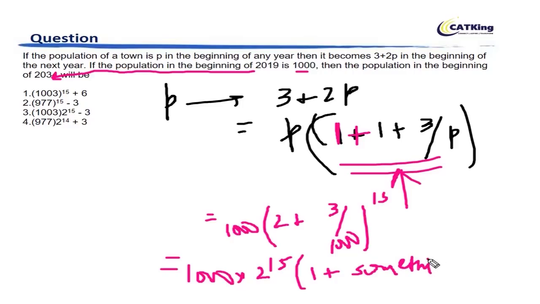1 plus something small. Why? Because it becomes 3 upon 2000. When you take this 2 out, you get a 2 in the denominator. Now let's check which is the closest answer.